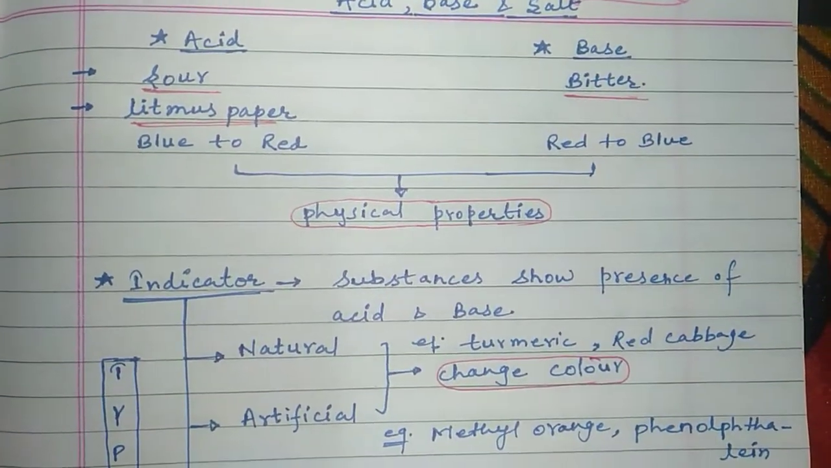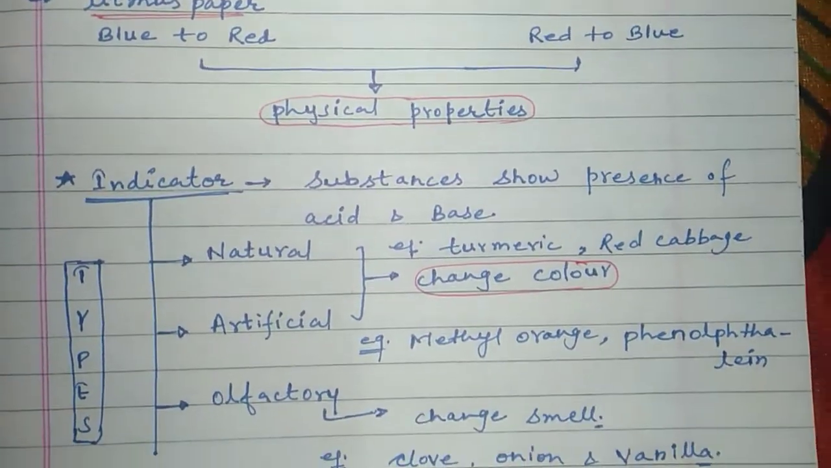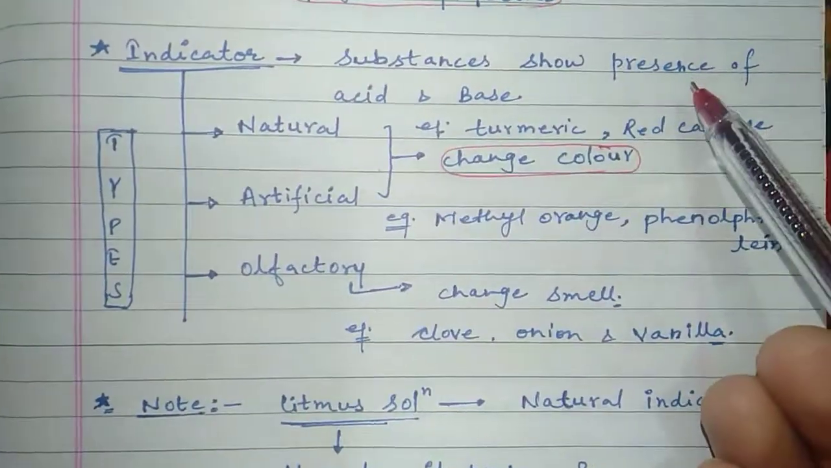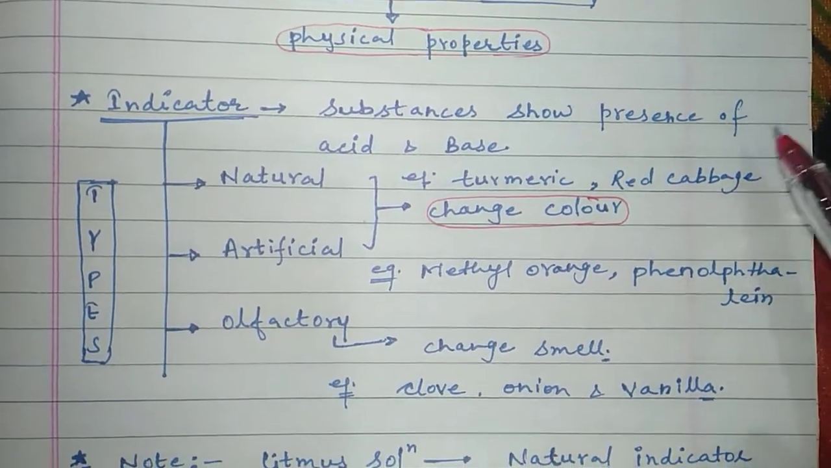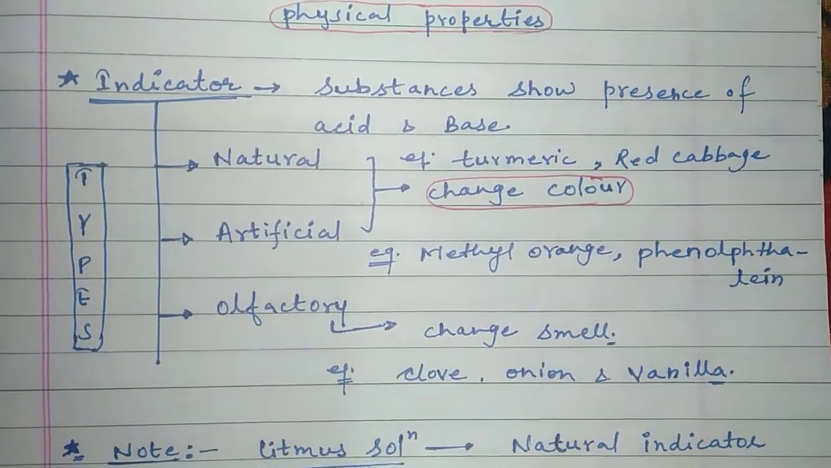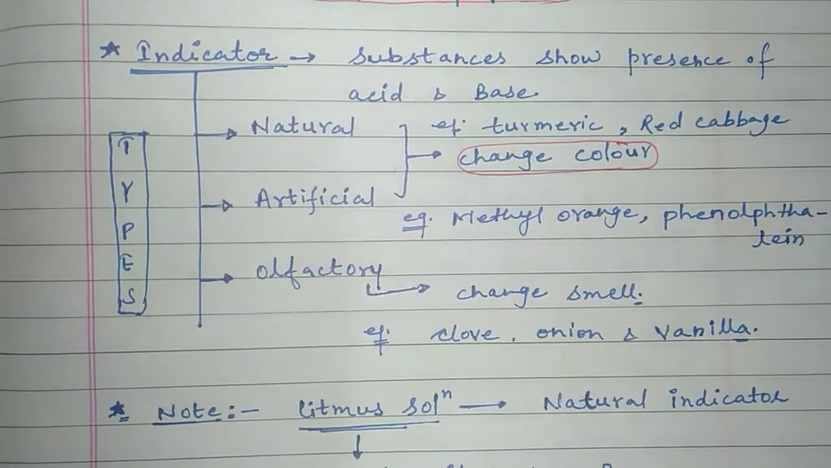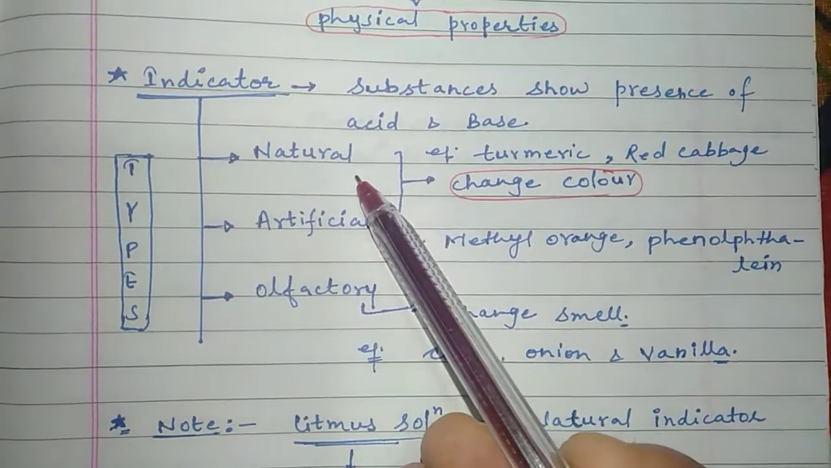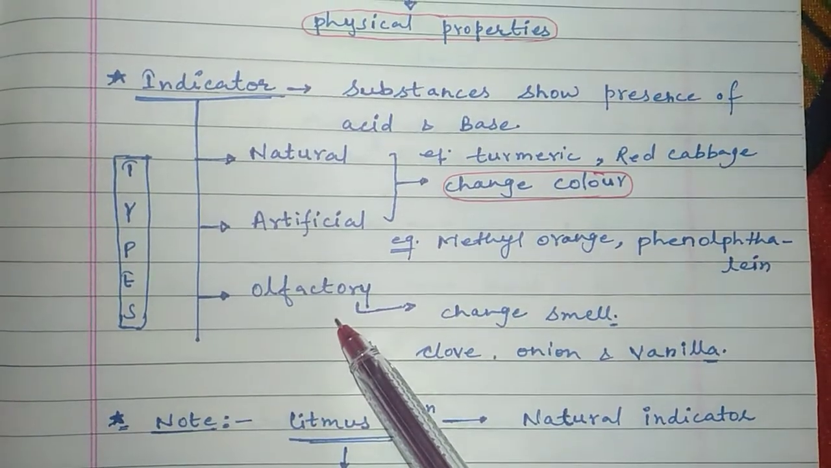So are you getting here? Then we will discuss the indicator. Indicators are the substances which show the presence of acid as well as base. Those substances which show the presence of acid or base are known as indicators. And we have different types here: over here you can see the natural indicator, artificial indicator and the olfactory indicator.